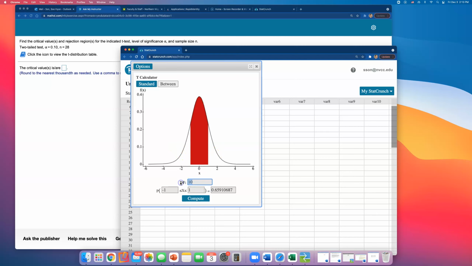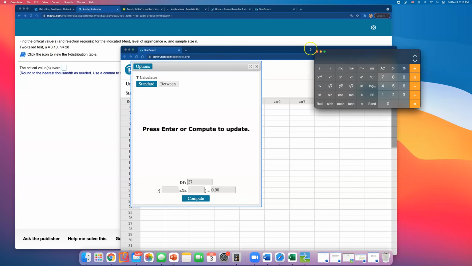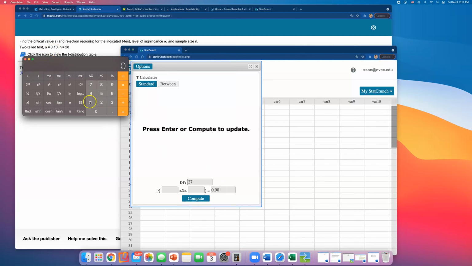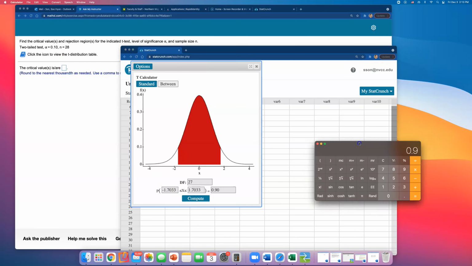But what's this DF? DF stands for degrees of freedom. It's always one less than the sample size. Look, sample size is 28, so degrees of freedom is 27. Now, get rid of these numbers in this box, okay? Why? That's where the critical values will pop up. Tell them that you want 90% in the middle, okay? And I got 90% because you always do 1 minus alpha. 1 minus 0.10 is 0.90. Hit compute. Those are the critical values.